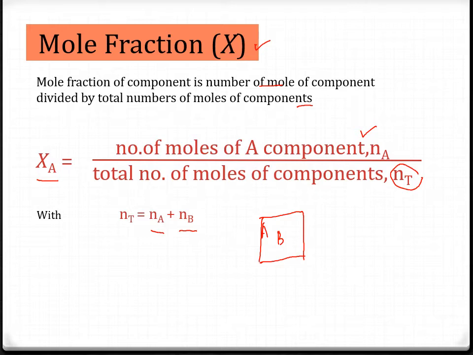If, let's say, in the system we have component C and component D, then N total will be the number of moles of A plus the number of moles of B plus the number of moles of C plus the number of moles of D.